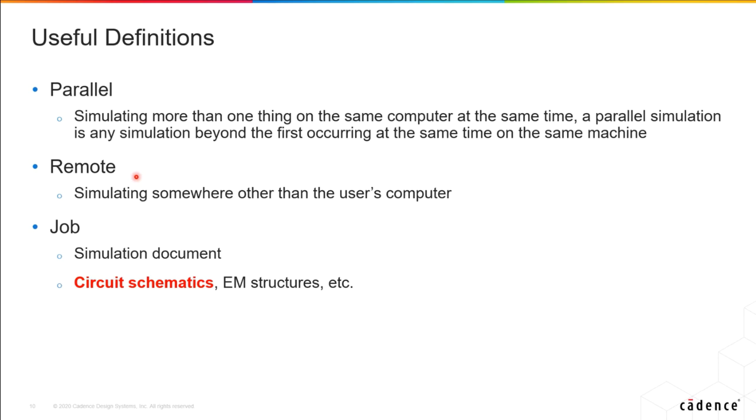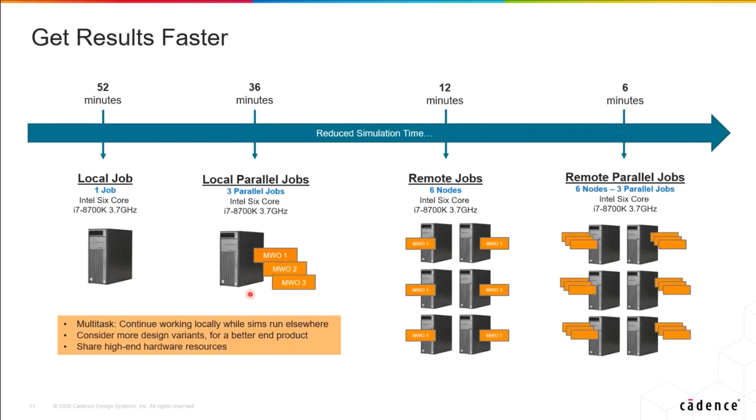Now remote, on the other hand, would be simulating somewhere besides your own computer. So if I have a server farm with 6 servers or 6 machines to run on, that would be running remotely. And these aren't mutually exclusive, as I'll be showing a little later on. And then a job. What's a job mean? Well, it's a simulation document. So a simulation document might be a schematic, might be an EM structure, might be a data file or a net list, but what we're focusing on today would be the circuit schematics with a little bit of background in reference to EM structures.